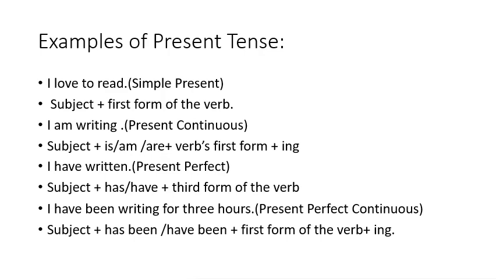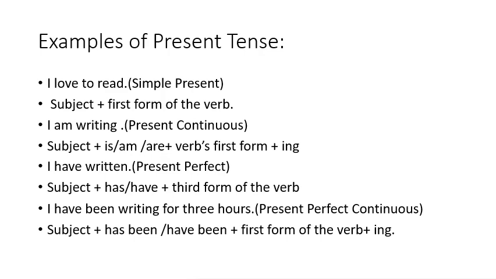Here the subject is I, helping verb am, and the verb takes its first form adding ing. So in the present continuous, the structure of the sentence is subject plus is, am, or are, plus V1, the first form of the verb, plus ing.